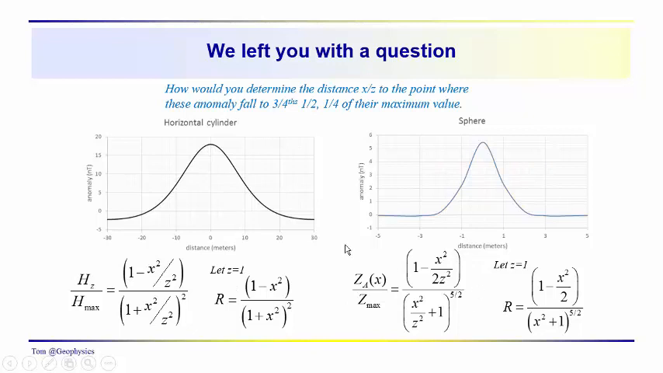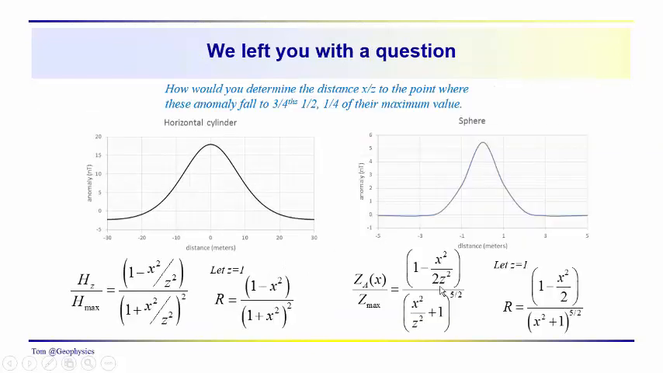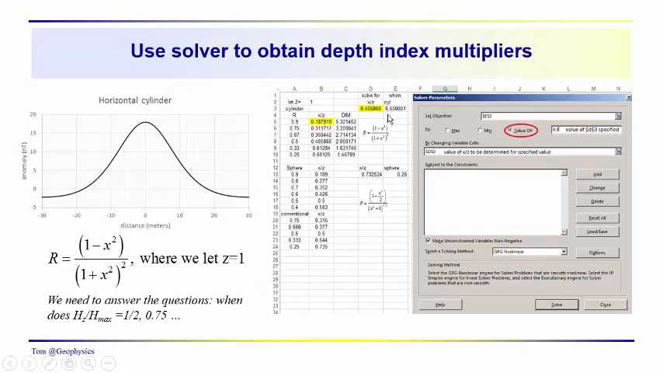Your algebra skills are probably better than mine. I spent a little bit of time on this, but I decided I'm going to use Solver in Excel in order to figure out the value of x over z at these different diagnostic positions. This is the cylinder, the sphere down here. These are the expressions that we just showed over here, so that we're solving for.